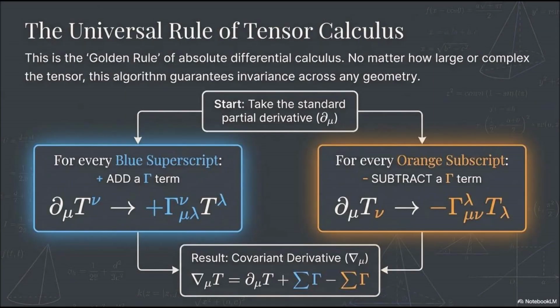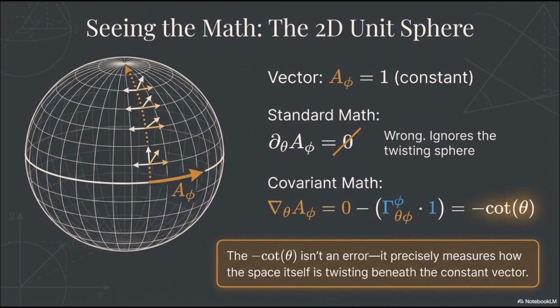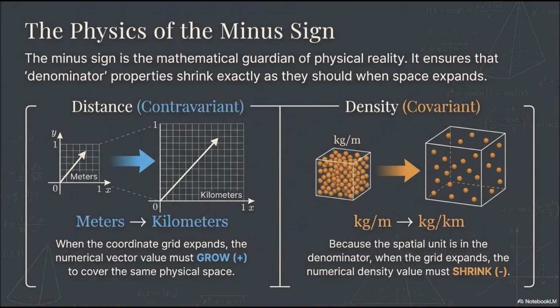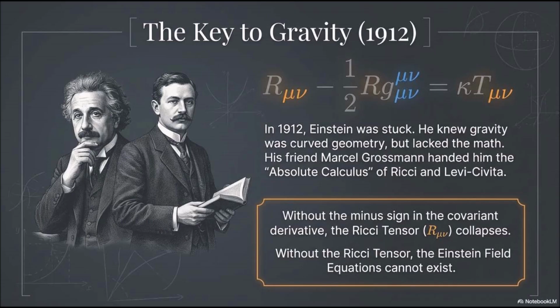Why isn't it 0? This is the triumphant physical payoff of the entire manuscript. The math is revealing a hidden geometric truth. Even though the number describing the vector component is a constant 1, the actual physical arrow representing that vector on the surface of the sphere is physically twisting and changing direction because the curved surface of the sphere is bending underneath it as you walk south in the theta direction.